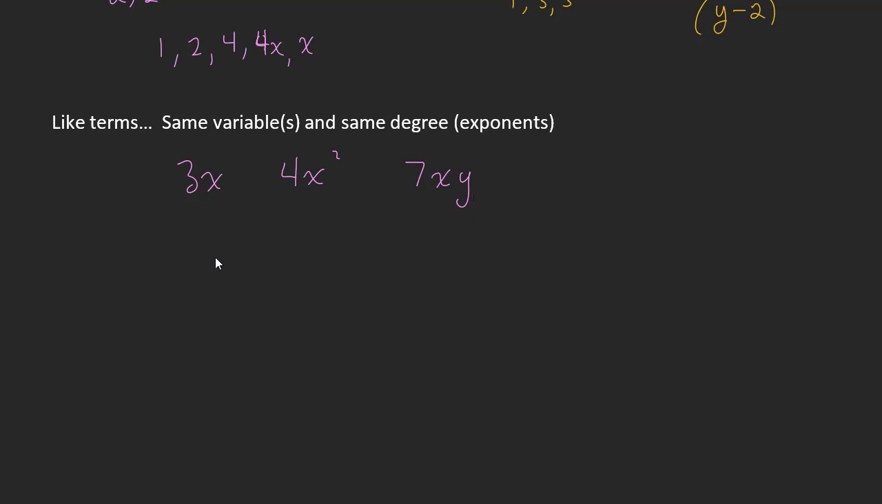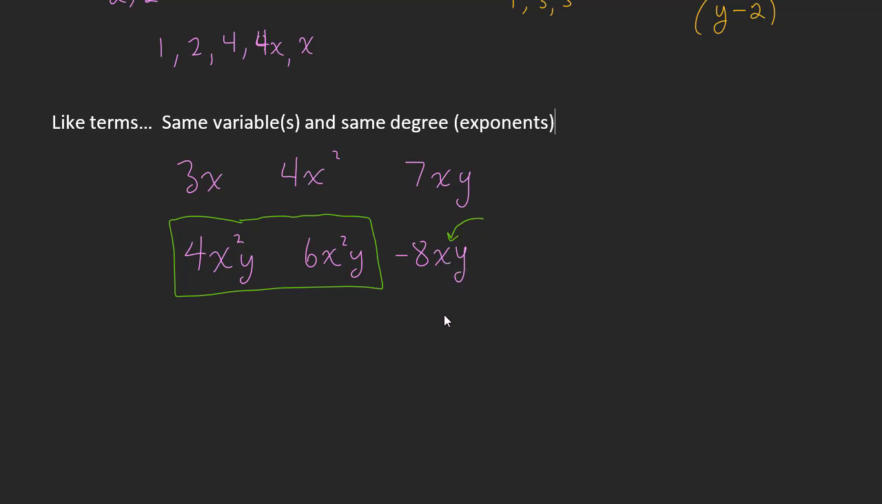If we were to take a look at another example, if I had something like 4x squared y and 6x squared y and 8, or maybe even negative 8xy, there are only two like terms here. The two like terms are these two here, the 4x squared y and the 6x squared y. The reason why the negative 8xy is not like is not because of the negative sign, it's because of the power, or at least the lack of the exponent on the x.